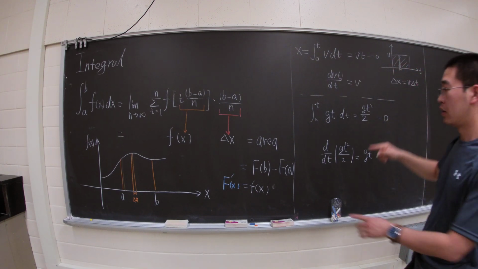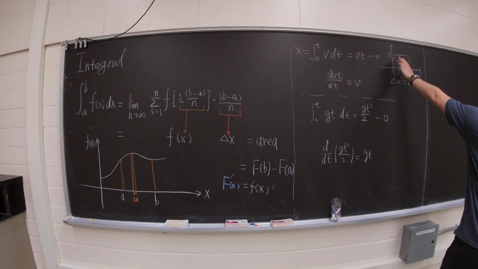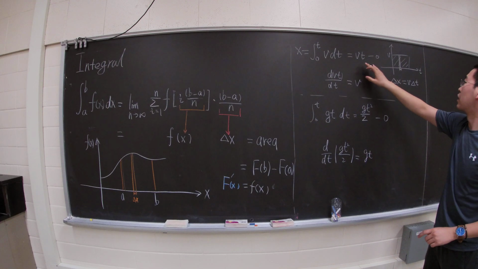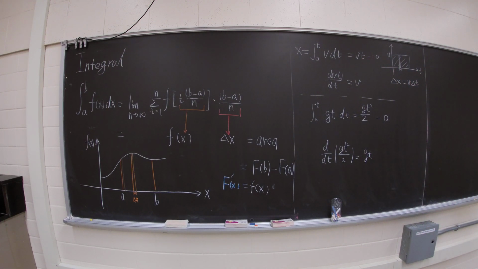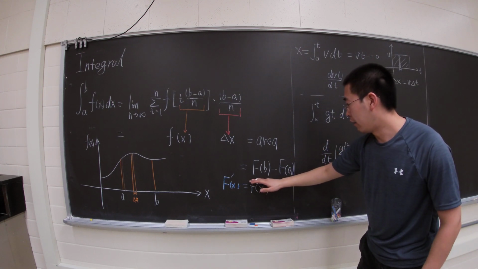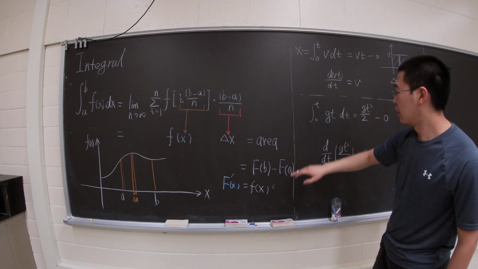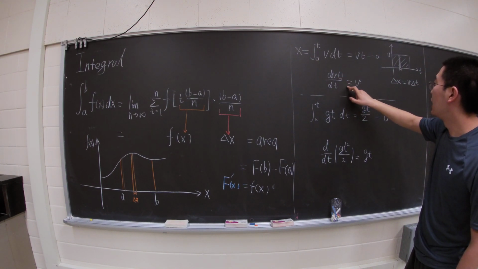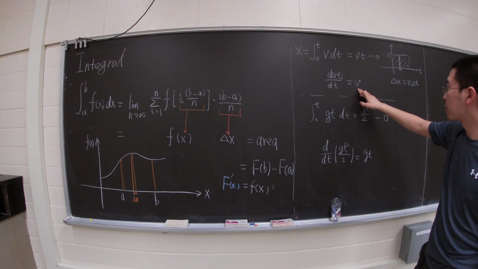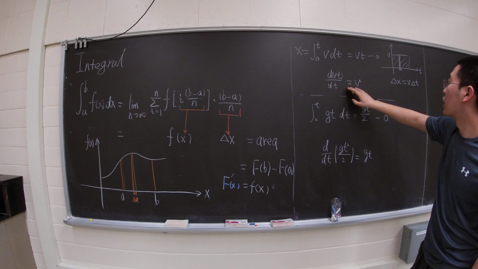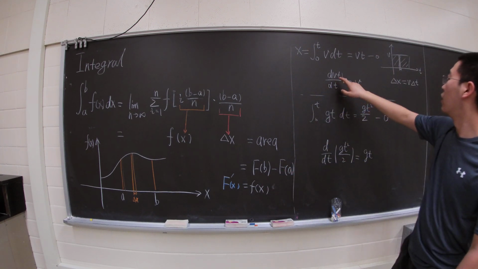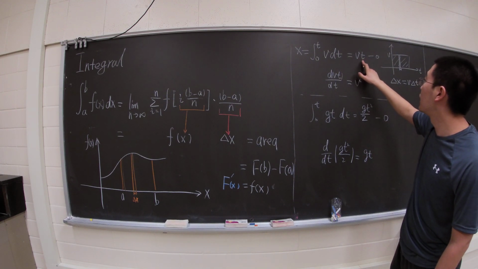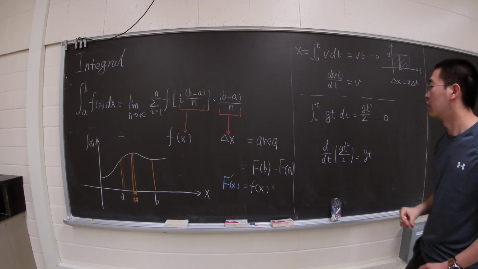So the area is a rectangle, so it will be v, the height, times t, the width. Another understanding is F(t) minus F(0). Since we know that the derivative of vt is v, then you could think the big F will be vt. So vt at t equals t, minus at t equals 0. So you got the answer.